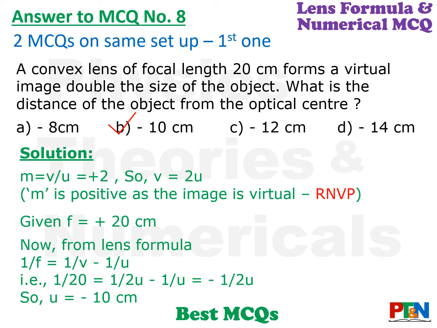So what do you get? U is equal to 2V. Also given is F is equal to plus 20 centimeter, because it's a convex lens. Be careful about the signs, very careful. Then put into the lens formula, you find out the value of U. U is minus 10 centimeter.